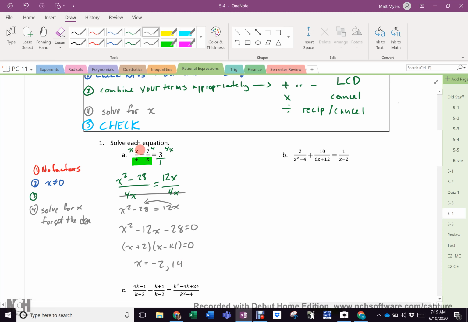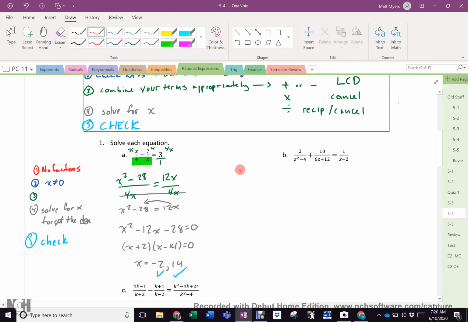If x is negative 2, negative 2 divided by 4 is negative 1/2. 7 divided by negative 2 is negative 3.5. Negative 1/2 minus negative 3.5, which is plus 3.5, is 3. So negative 2 works. 14 over 4 is 3.5 minus 7 over 14, which is a half. 3.5 minus a half is 3. So 14 works. And that's all you do. It's all math you already know.